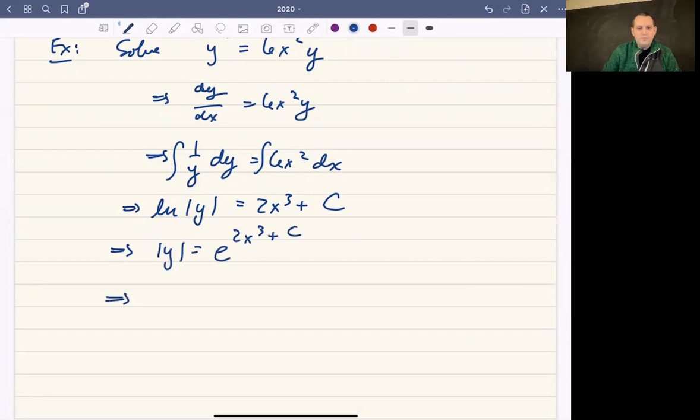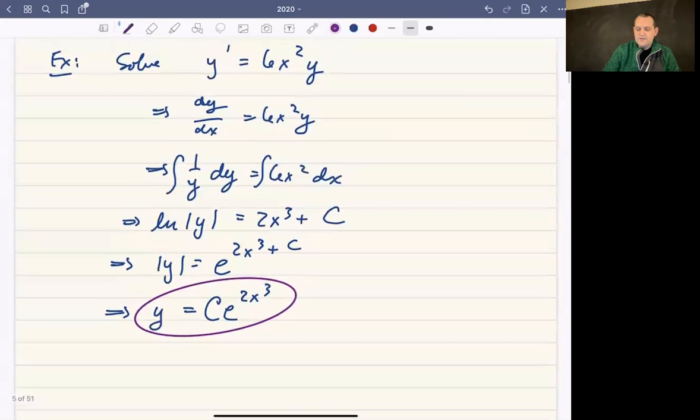So we can do both of the tricks that we did in the previous example. We can drop the absolute value because if we have an exponential, we know that it's got to be positive. And we have e to the 2x cubed times e to the c, or c times e to the 2x cubed. And it turns out that's going to be all of the functions satisfying this differential equation y prime equals 6x squared y.